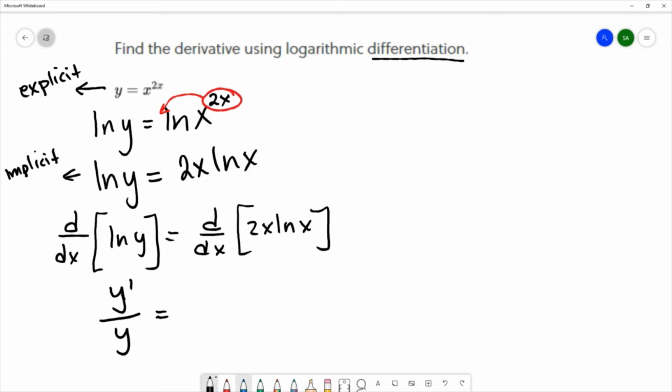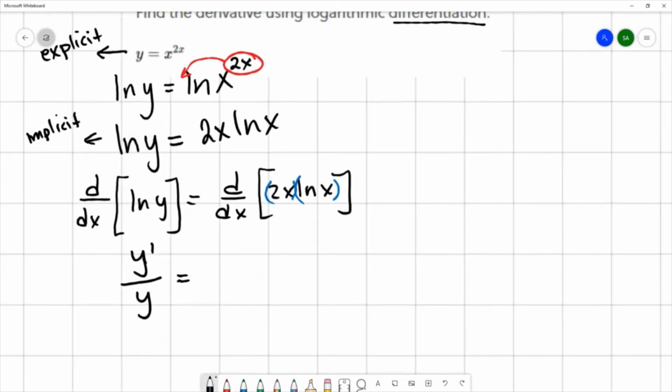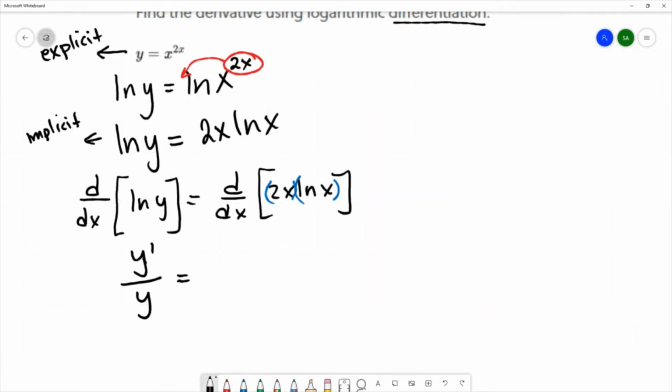And on the right-hand side, because I have a product and both factors have an x in it, I need to use the product rule to calculate that derivative. So I'm using 2x as my first factor and natural log of x as the second factor. So I've got the first times the derivative of the second. The derivative of natural log is the derivative of the inside over the inside. Our inside is x, so the derivative of x is 1 over x. And then the second factor times the derivative of the first. Derivative of 2x is 2.